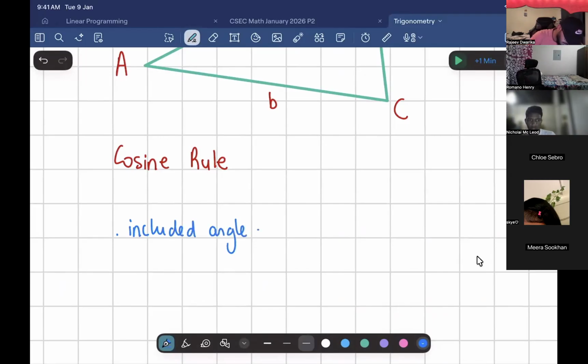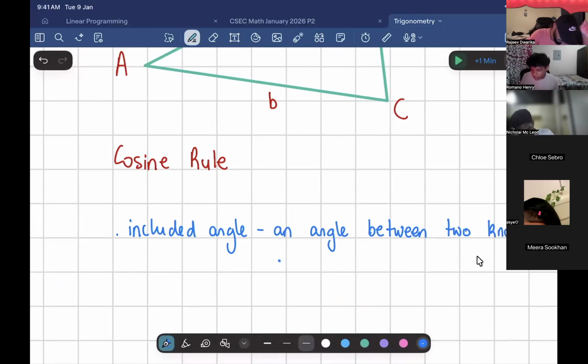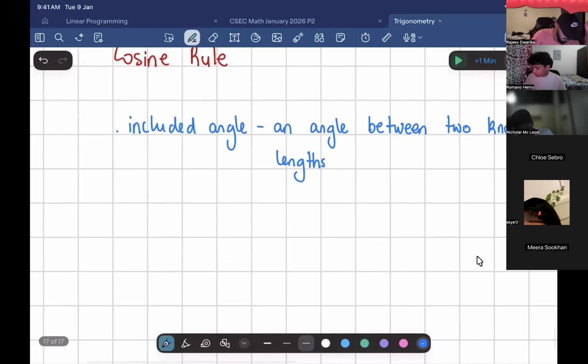Okay. So, first of all, what exactly is an included angle? It is the angle that has two known sides. That is it. So, an angle between two known lengths. Right, so I'm going to give you an example.